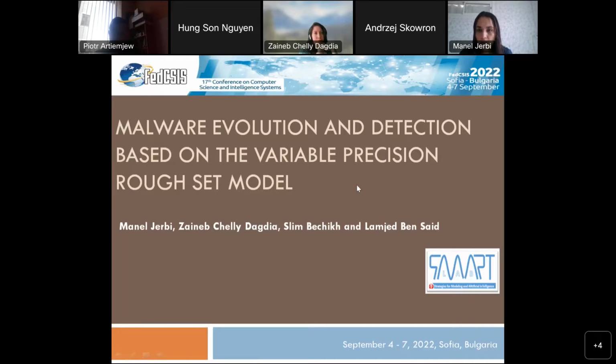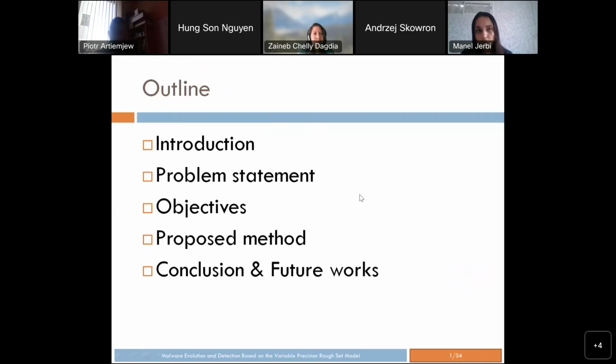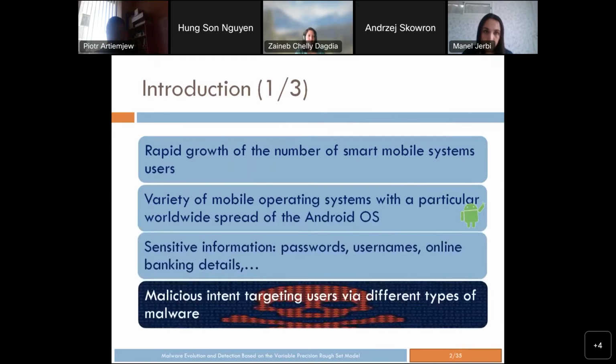The outline of this paper is as follows. First, we start with the introduction. Then we give the problem statement and the objectives. Afterwards, we will show the proposed methods. Finally, we will conclude and give the future works.